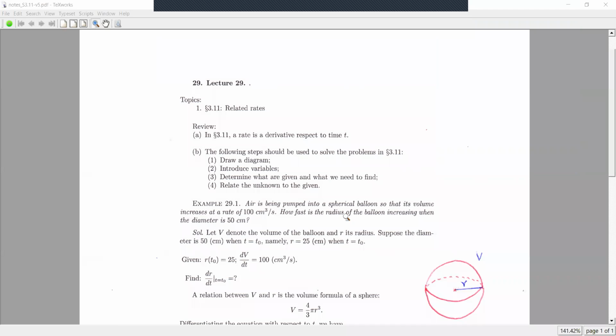To answer the question, step 1, draw a diagram. Here is the balloon. Step 2, introduce variables. I let V be the volume of the balloon and r the radius of the balloon. Please note that radius and volume both are changing. They depend on the time t. Therefore, they are functions of the time t.